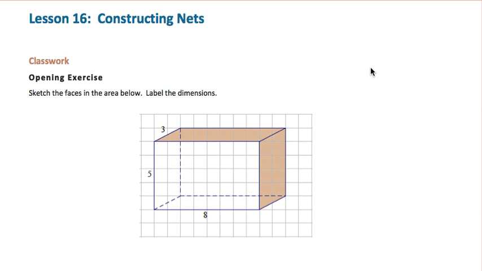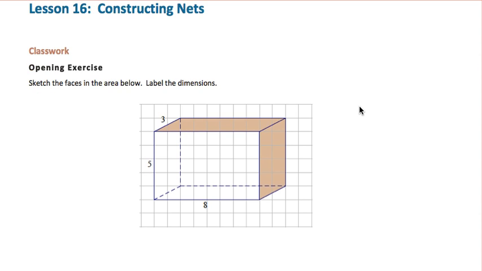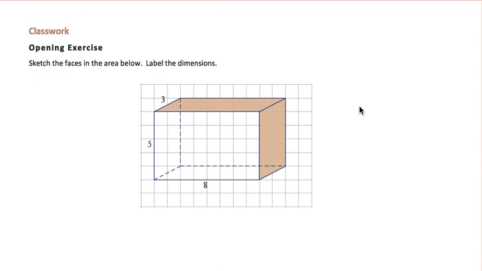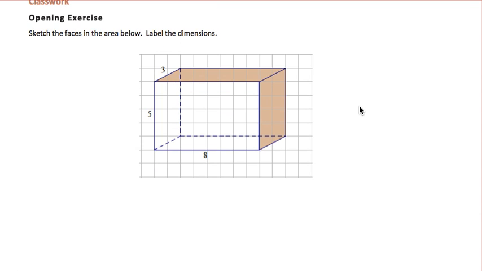In Module 5, Lesson 16, we're going to construct nets by making sure that we can identify the dimensions of each of the sides of that 3D figure. So you'll be asked throughout this lesson to sketch a lot of the faces of a 3D object.